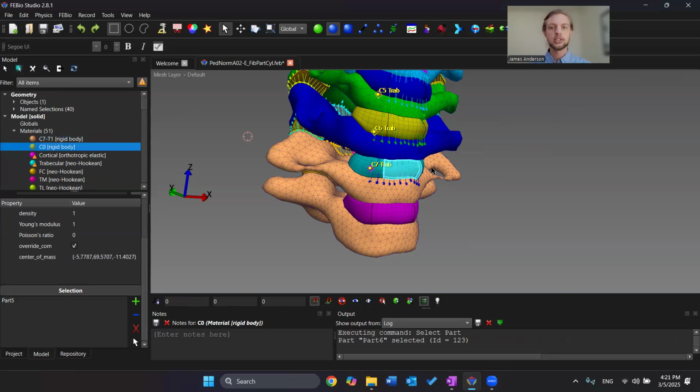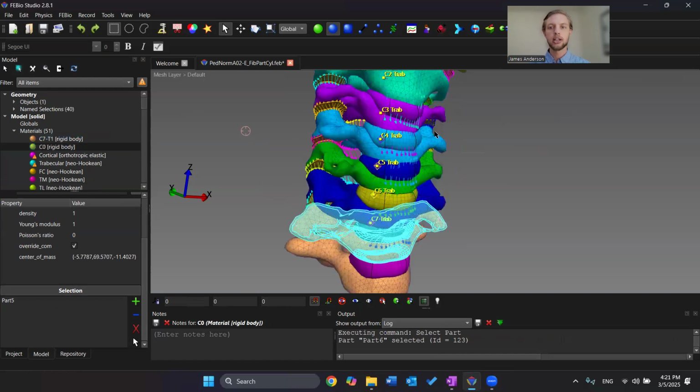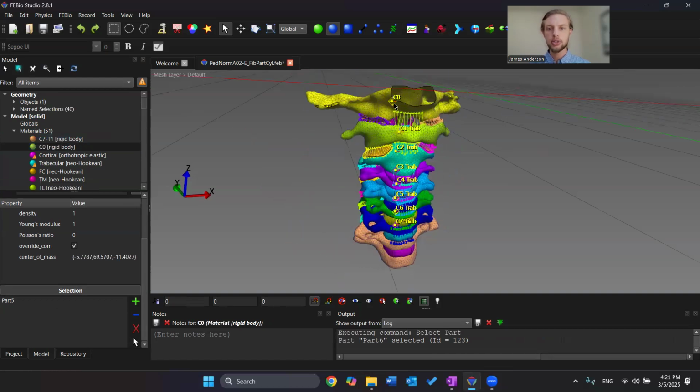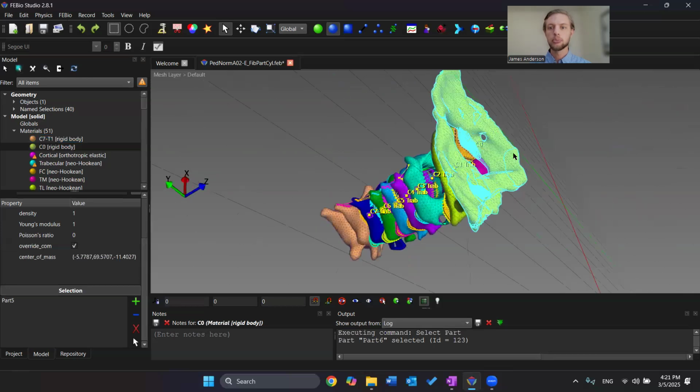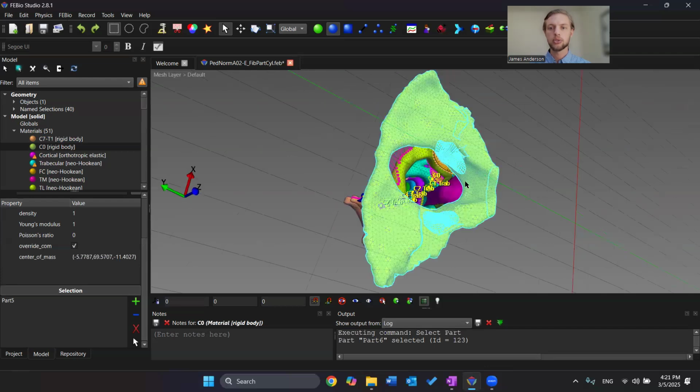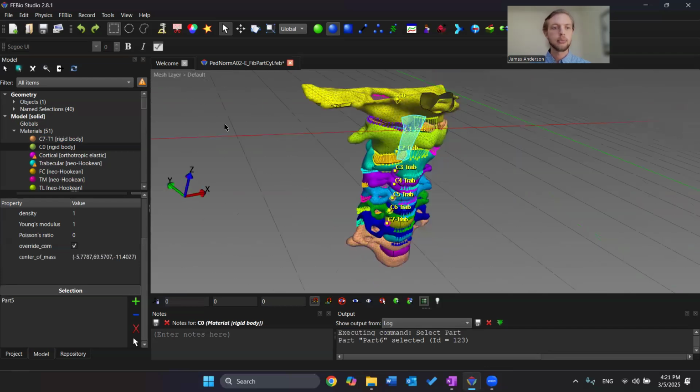Okay, so C0 is a rigid body. This is the occiput, or base of the skull. Your brainstem kind of goes right here, and it turns into your spinal cord right in this opening.